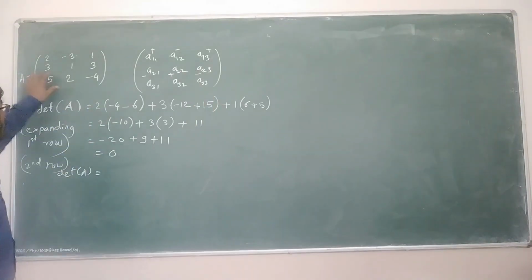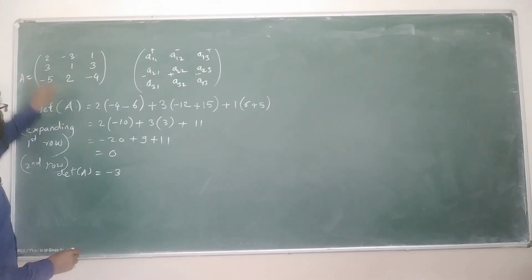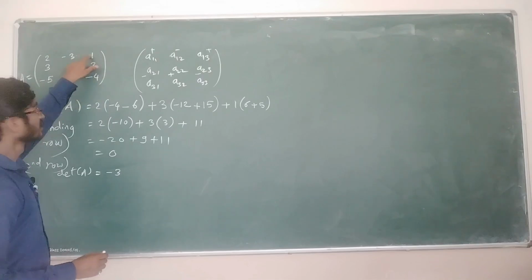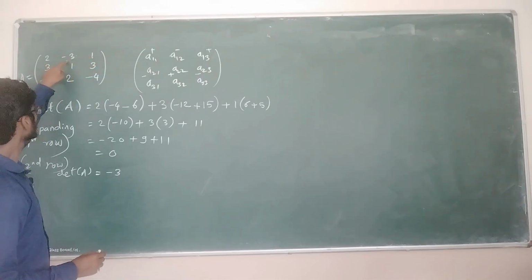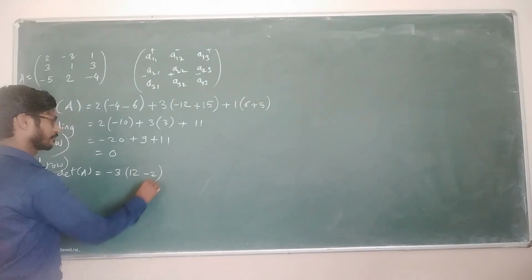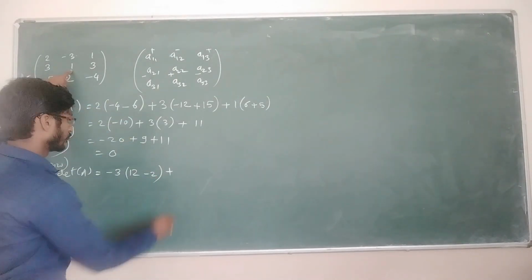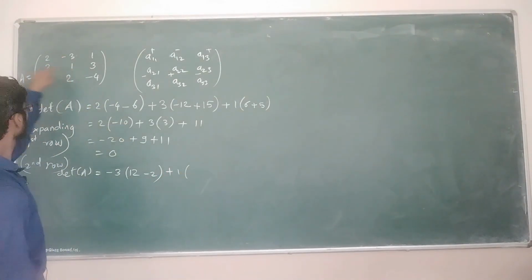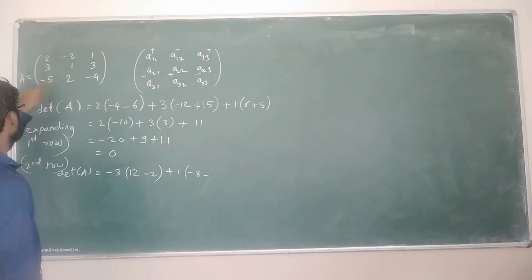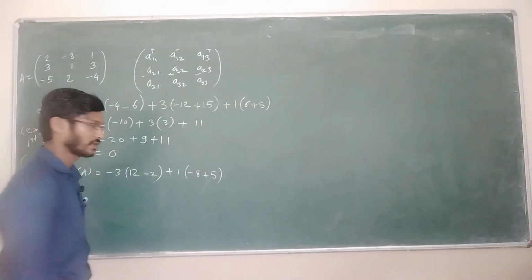Okay, let's see. So I will write minus 3 here because this is minus and this 3 as it is. So I will leave this column and row, and I will get this cofactor matrix. So minus 3 into minus 4, that is plus 12, minus 2. Here the middle sign will be plus. Now 1 into, I will leave this column and row, I will get 2 into minus 4, that is minus 8, minus 5 into 1, that is minus 5. So minus here will become plus 5.